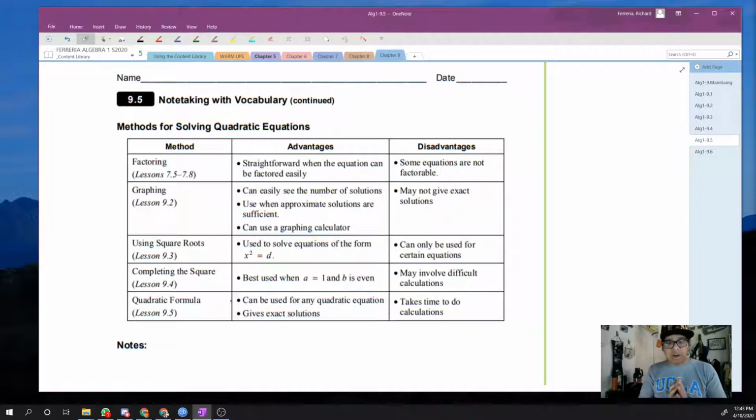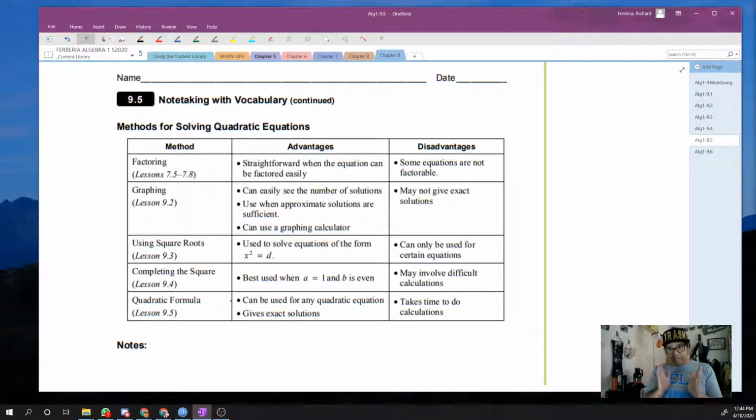First way of solving a quadratic equation, that's factoring. Factor it, use your easy maths, and then you got an answer. Straightforward, that's the advantage. Disadvantage is you will find equations that are not factorable, so you can't even factor every equation. The second way of solving a quadratic equation is graphing. And this is really easy, especially if you know your friend Desmos really well. And a disadvantage is if you're not using something like Desmos, then you may not get the exact solution.